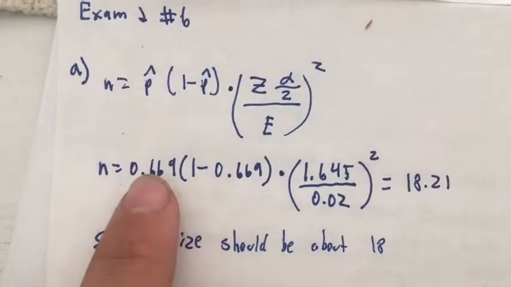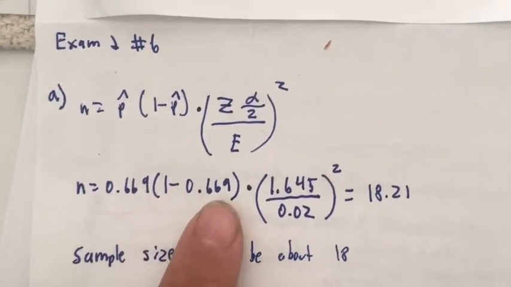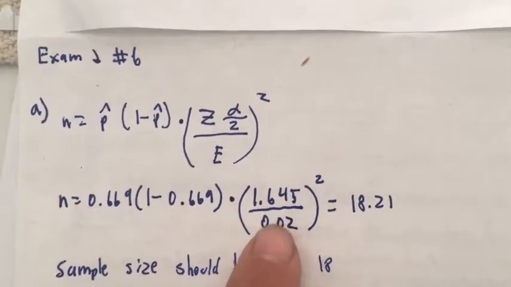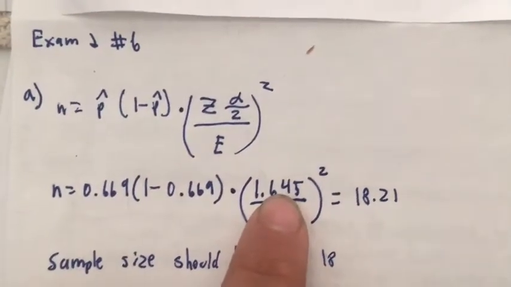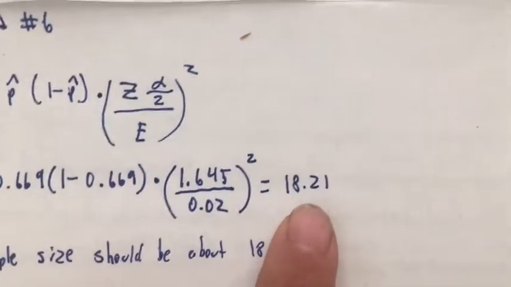So we have 0.669, 1 minus 0.669, times 1.645 over 0.02. That 0.02 is given in the problem, and this 1.645 is on the z table, which I'll explain in a second. And then that's squared, and it works out to 18.21.